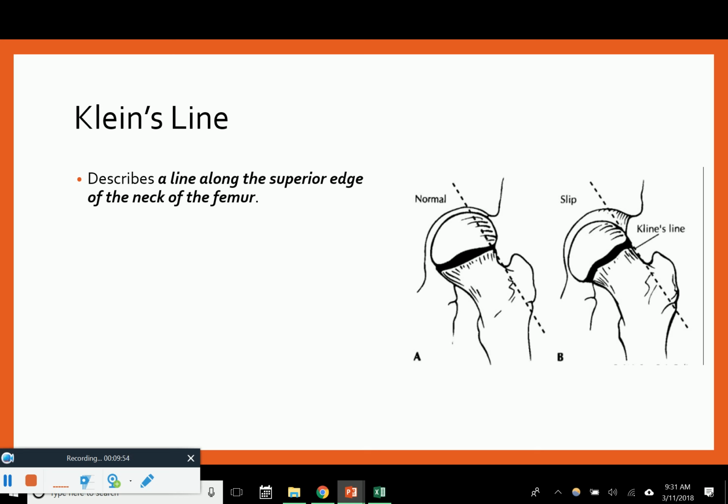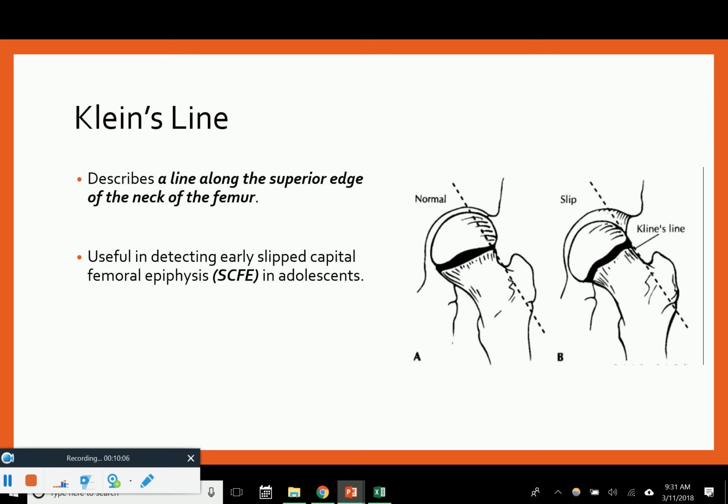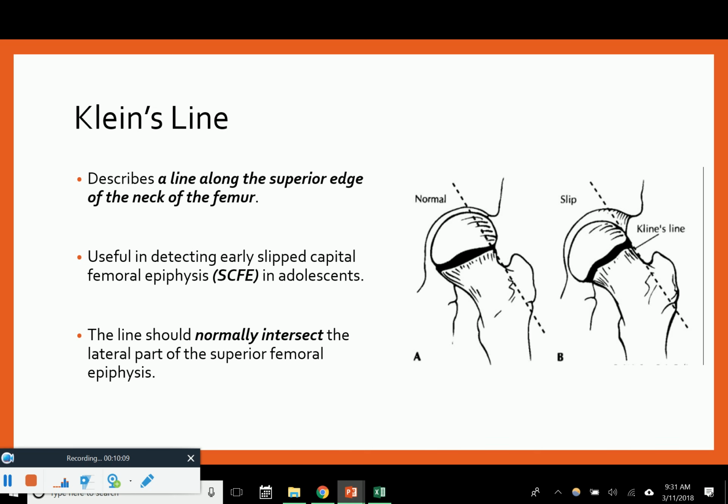Klein's line is another thing we can see on imaging, and it describes a SCFE, or a slipped capital femoral epiphysis. Klein's line is a line along the superior edge of the neck of the femur, and the line should normally intersect the lateral part of the superior femoral epiphysis, as you can see here. Here's the superior edge of the neck of the femur, and here's the lateral part of the superior femoral epiphysis, and you can see how it transects the femoral head here. In this one, the femoral head is inferior to Klein's line, which might indicate a SCFE.